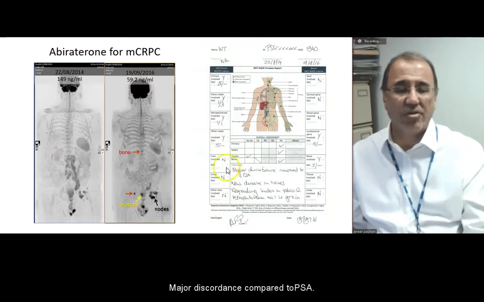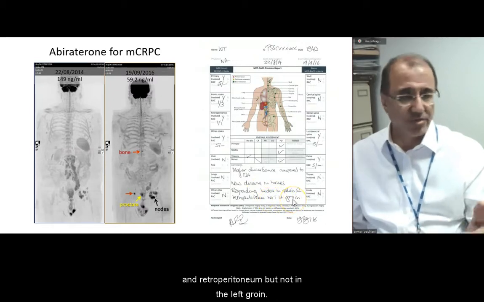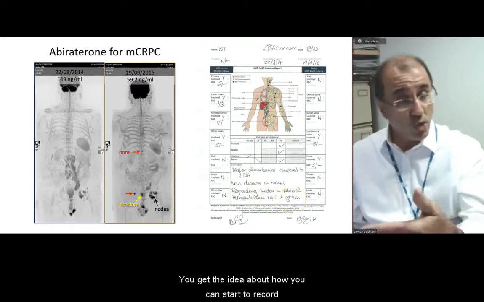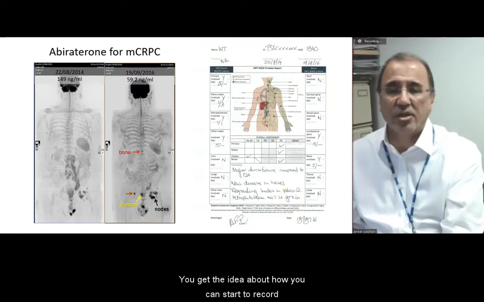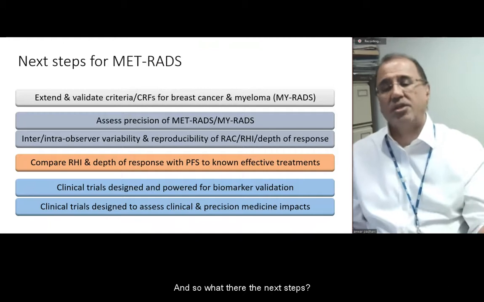Okay, and here we can write major discordance compared to PSA. New disease in bones, responding nodes in the pelvis and retroperitoneum, but not in the left groin. Okay, so you get the idea about how you can start to record discordant responses. And so what are the next steps?